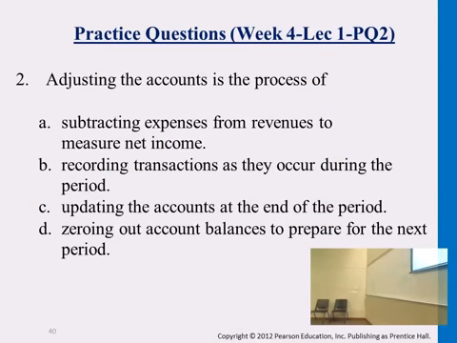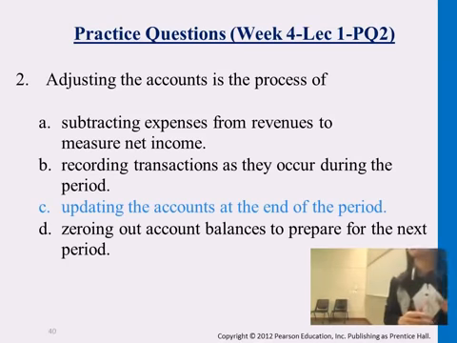What is the purpose of adjustments? Updating accounts at the end of the period, exactly. Adjustments fall into five categories: prepaid expense, accrued expense, unearned revenue, accrued revenues, and also depreciation. All of these adjustments happen at the end. There are only a few entries.